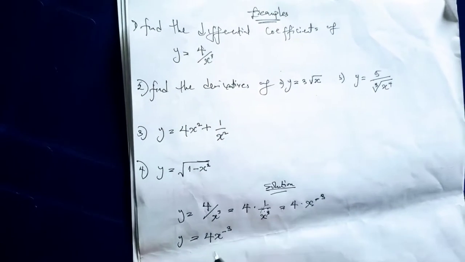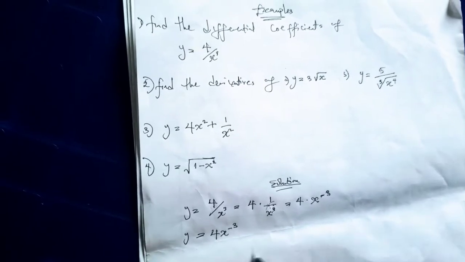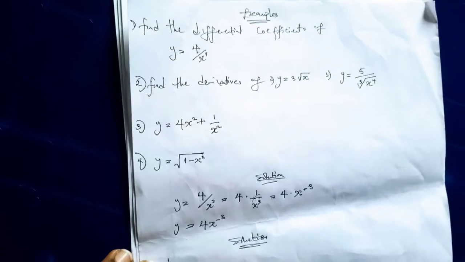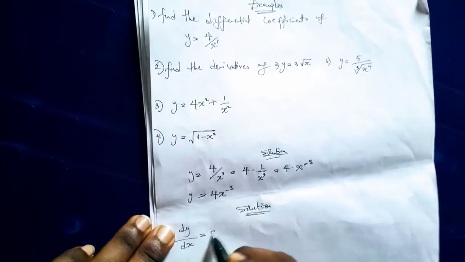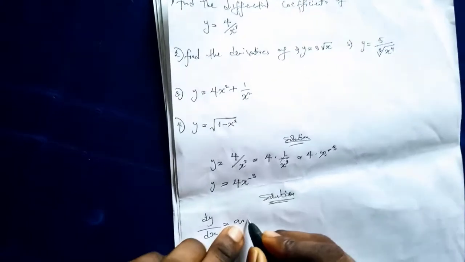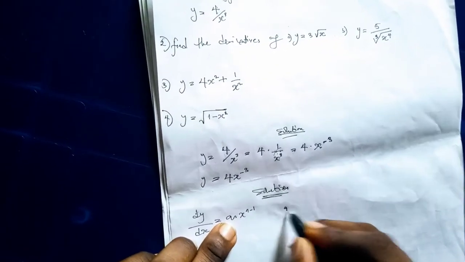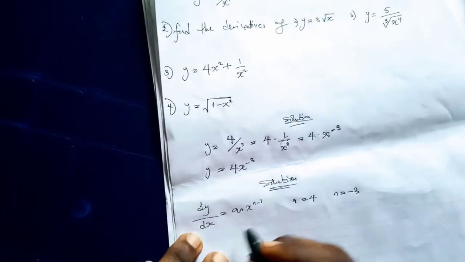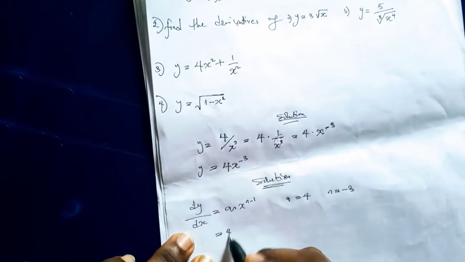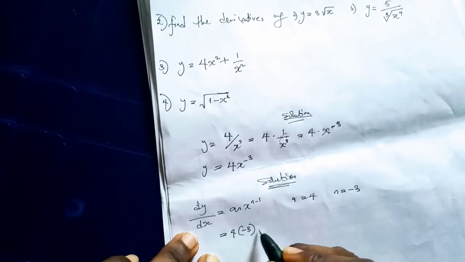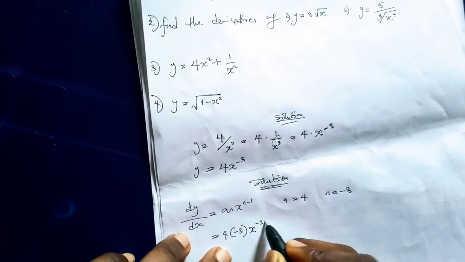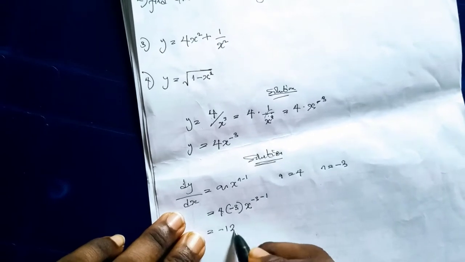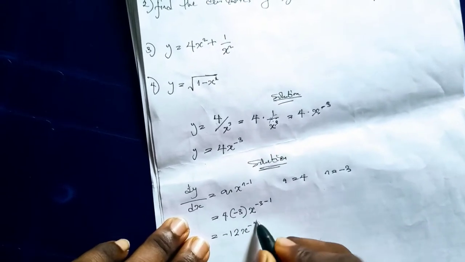And so we can now differentiate this with ease using our rule that we just learned of differentiation. So we can say that dy/dx is equal to anx^(n-1), where our a is equal to 4 and our n this time is equal to negative 3. So this is 4 multiplied by negative 3, then x raised to negative 3 minus 1. And we can see that this is negative 12x and this is negative 4.